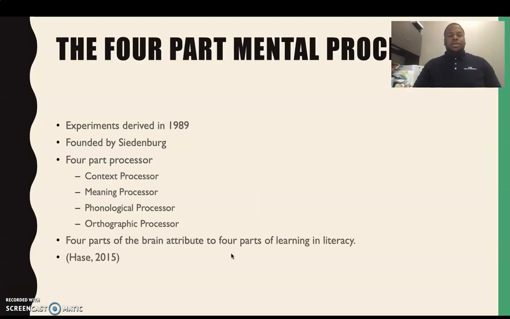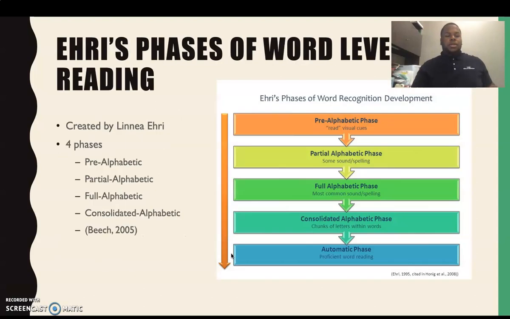visualize that information. The four-part processor was derived in 1989 by Seidenberg. So you have the four-part processing: context processing, meaning processing, phonological processing, and orthographic processing. Those processes are in connection with four parts of the brain, which is what I got from the text. They attribute the four parts of learning and literacy. So they do come into play as far as processing information and understanding what is being read. That also comes into play with reading comprehension.